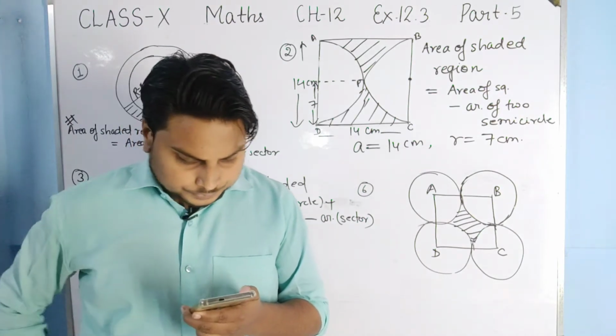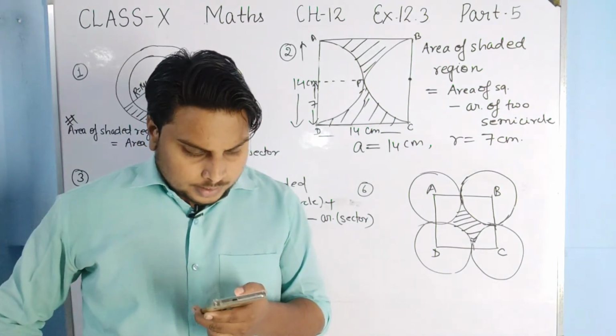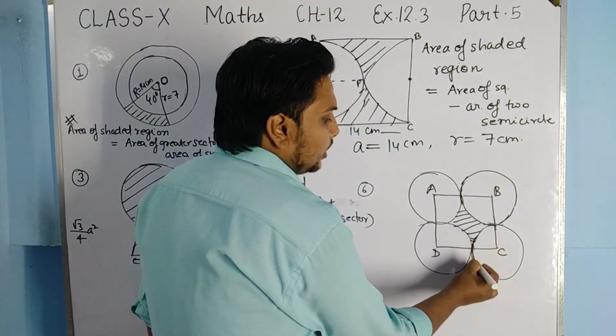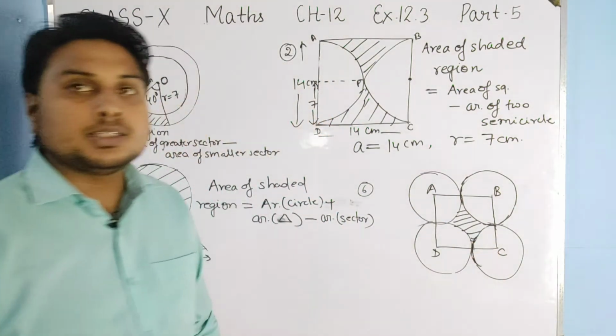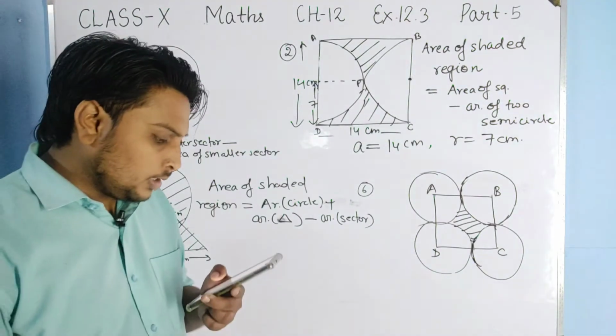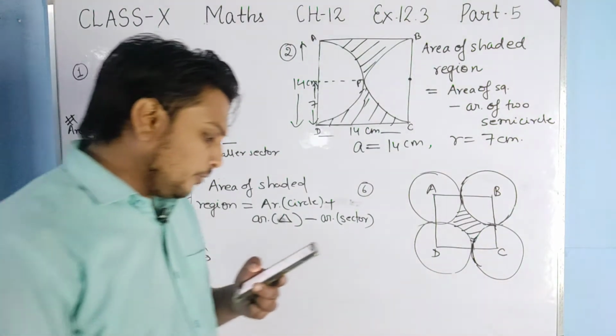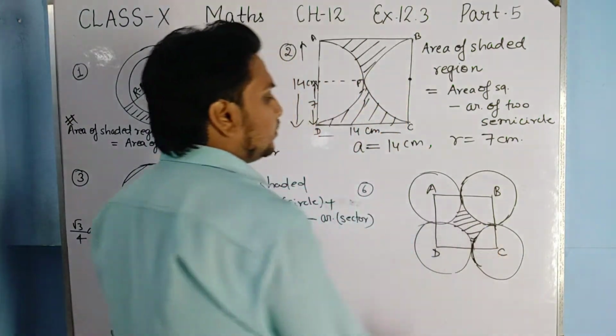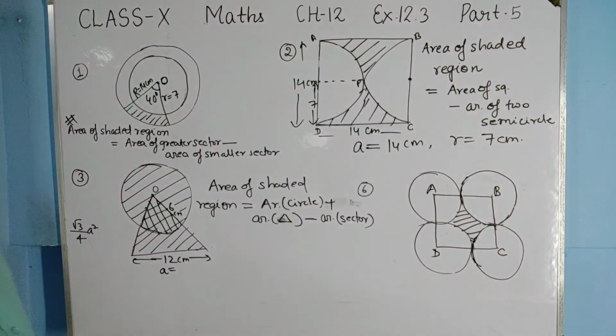And these circles are drawn such that each circle touches the others externally. Okay, so you have to find the area of the shaded region. This region that is shaded, you have to find. So how will you find it, students?